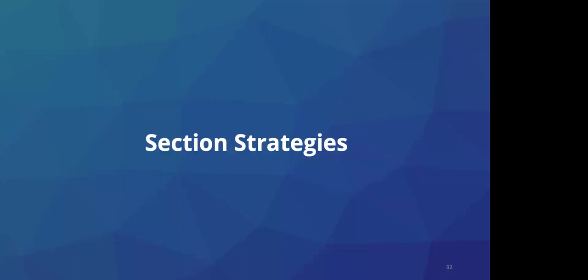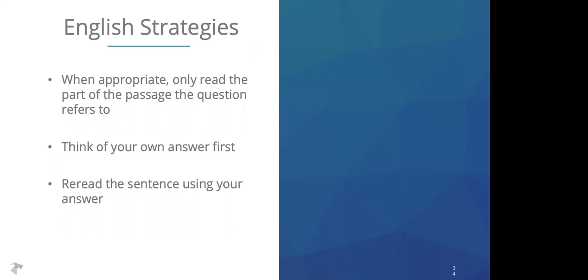Okay, let's get into strategies for each section, starting with English strategies. The English section of the ACT and the Writing and Language section of the SAT consists of passages and questions. The questions refer to an underlined portion of the passage, a section of the passage, or the passage as a whole. For questions that refer to an underlined portion of the passage, it's best to read a sentence or two before the underlined portion and a sentence or two after, rather than read the entire passage. For questions that refer to the passage as a whole, make sure to read the entire passage.